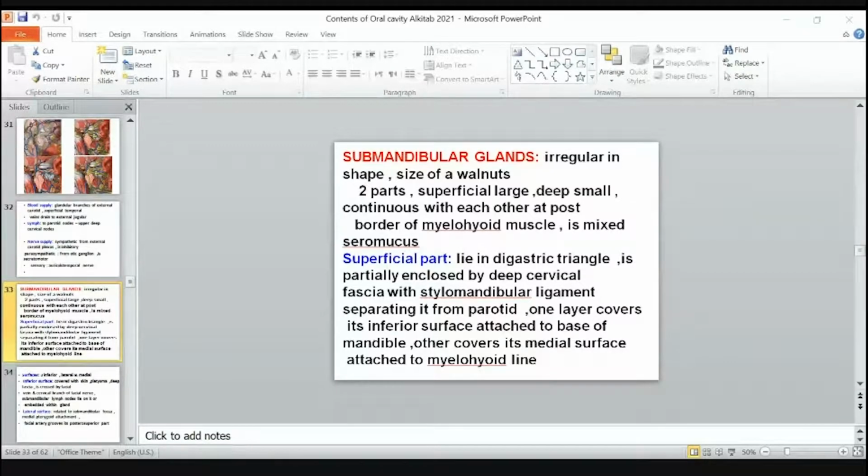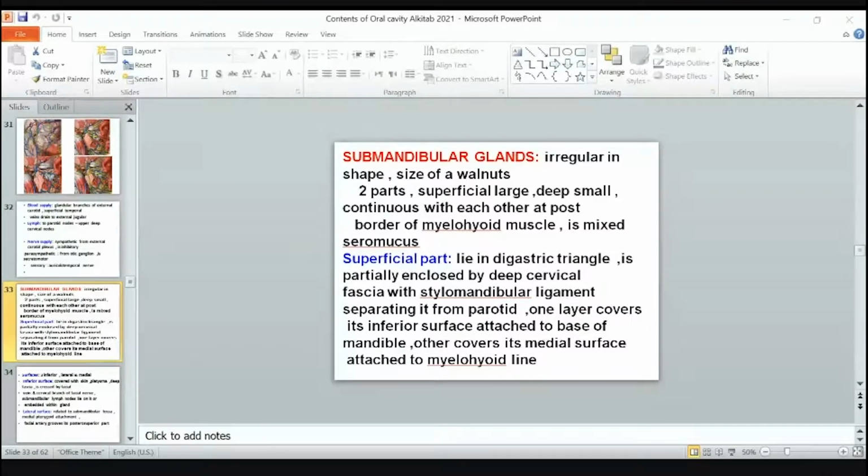Over this lies the submandibular lymph nodes here, together with the facial vein, which passes superficial to it. Only the facial vein, not the facial artery, with the cervical branch of facial nerve, which is cut here and supplies the platysma muscle. These are the relations of its superficial surface.